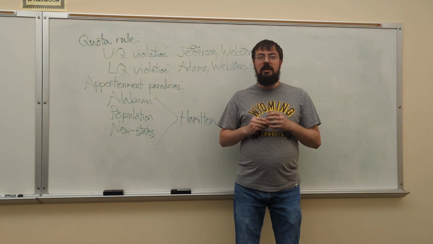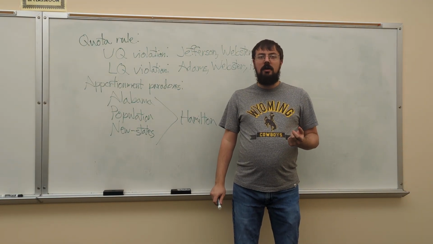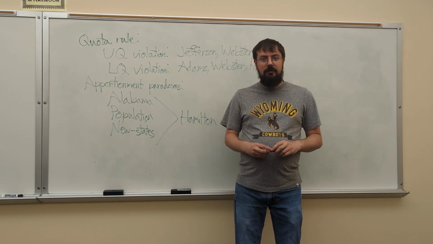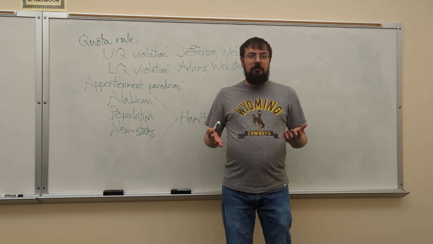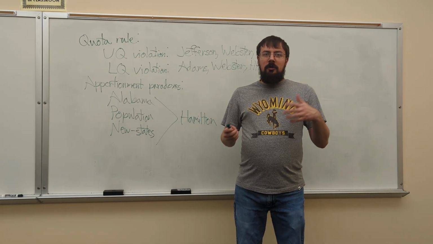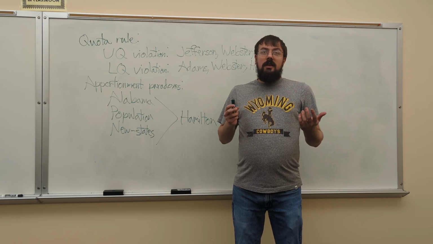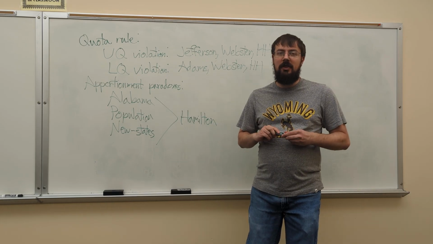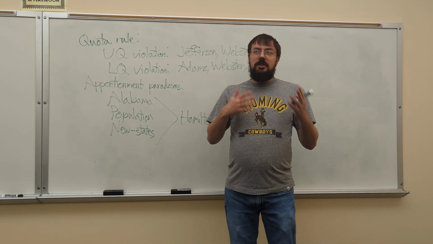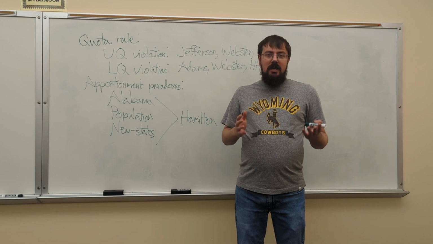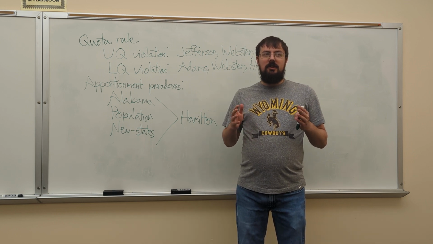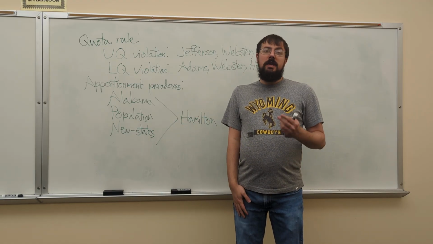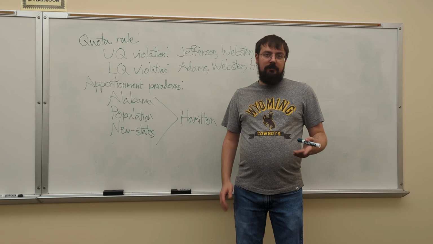Hello everyone. Today we will be concluding our discussion of apportionment with a discussion of the quota rule and apportionment paradoxes. Now, the quota rule is essentially a rule for checking the fairness of an apportionment method by stating that every state should receive a number of seats that's equal to either its upper quota or its lower quota based on the standard quota.